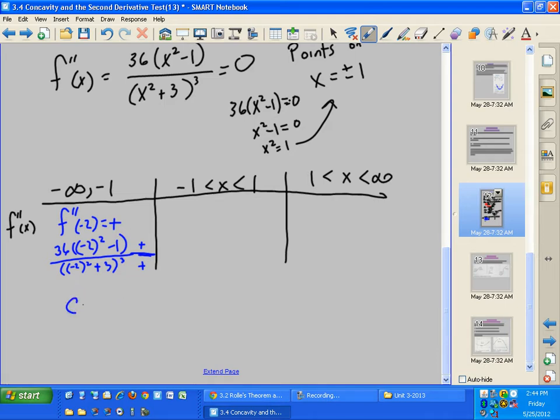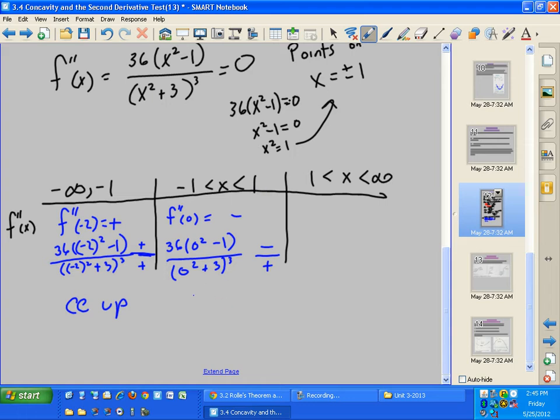Well, between negative 1 and 1, a good value to pick for f double prime would be 0, and so it's really going to be 36 times 0 squared minus 1 all over 0 squared plus 3 cubed. Well, on top up here, you can see I'm going to get negative 36, so I'm going to have a negative on top, and then on the bottom of my fraction, it's going to be 3 cubed, which will be positive, so I get a negative and a positive, which means I'm negative. So between negative 1 and positive 1, I am concave down.